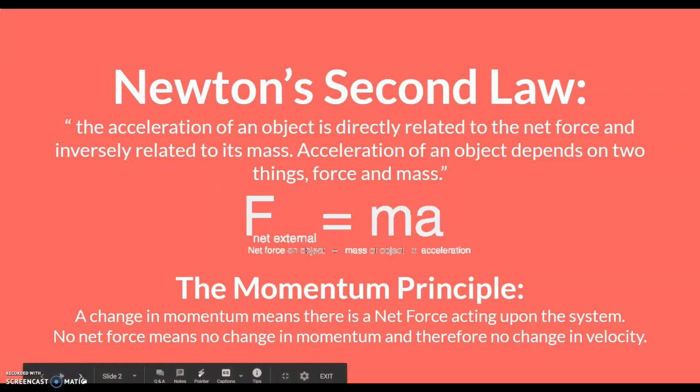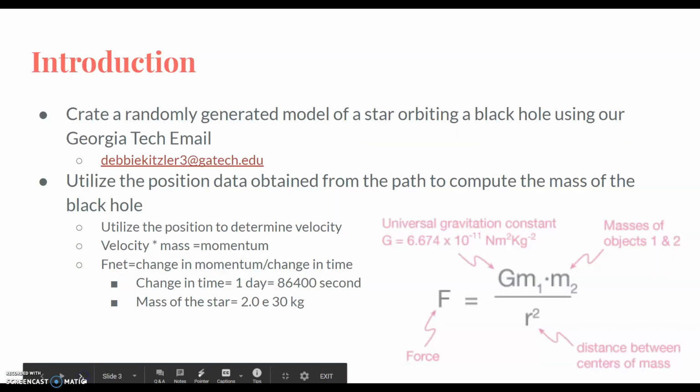In this lab, we examine Newton's second law once again. Newton's second law states that the acceleration of an object is directly related to the net force and inversely related to its mass. In this lab, we specifically examined the net force of one object acting upon another, with the net force between them being the gravitational force, which we will examine later.